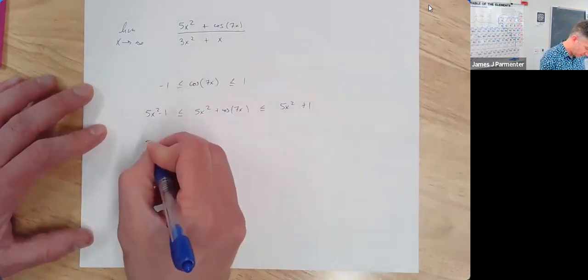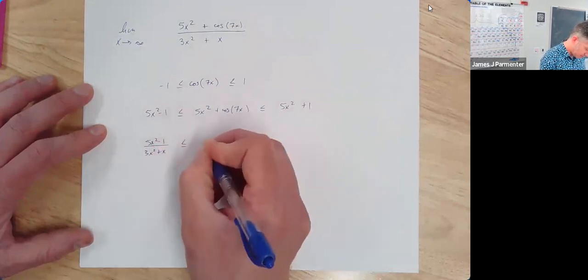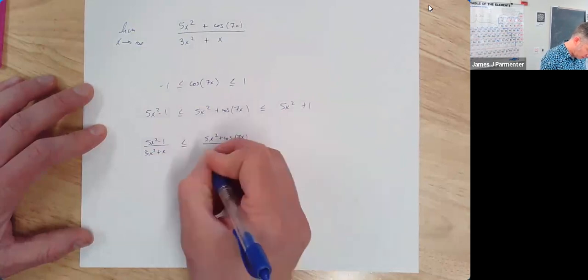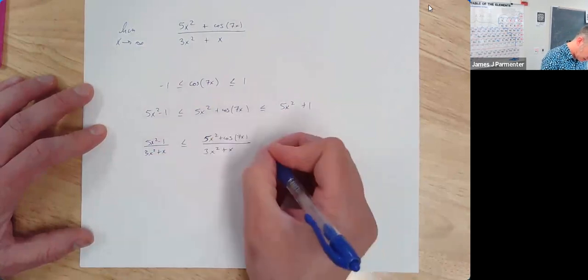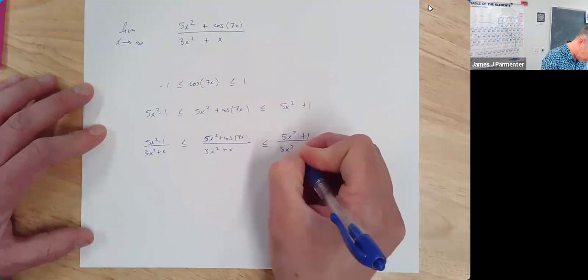So 5x squared minus 1 over 3x squared plus x less than or equal to 5x squared plus cosine of 7x all over 3x squared plus x. And my 5s and my 3s are starting to look too similar. Finally, 5x squared plus 1 over 3x squared plus x.